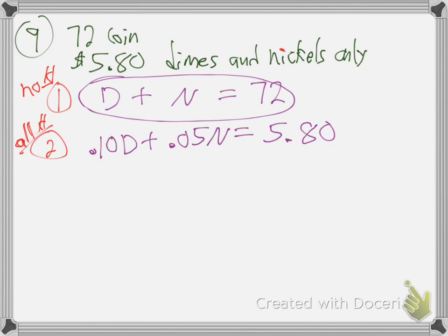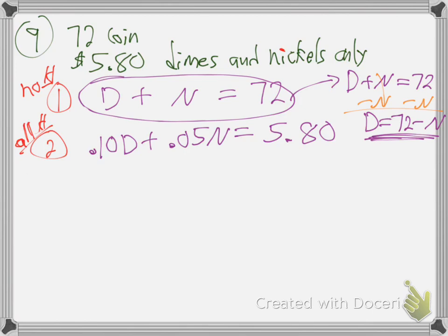So just take it over here. D plus N is 72. You could just subtract N, huh? And you would get D is 72 minus N. That good? So you get one of the letters alone in the easier equation, and then grab that and plug that in to the harder equation. So plug that in for D right there. D is 72 minus N.